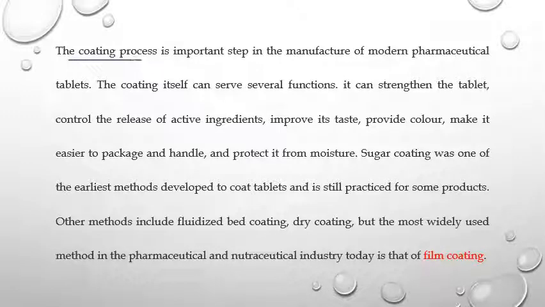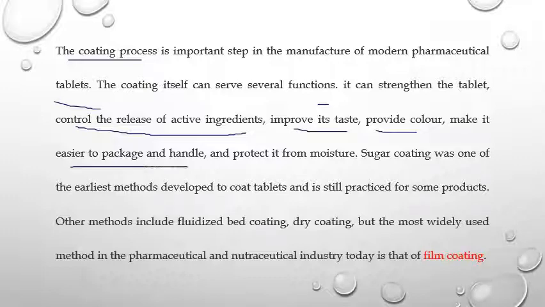The coating process is an important step in the manufacture of modern pharmaceutical tablets. The coating itself can serve several functions. It can strengthen the tablet, control the release of the active ingredient, improve its taste, provide color, make it easier to package and handle, and protect it from moisture.